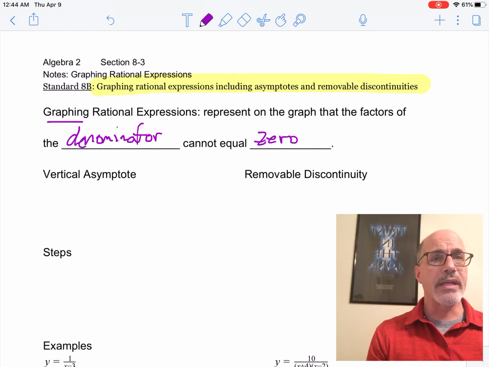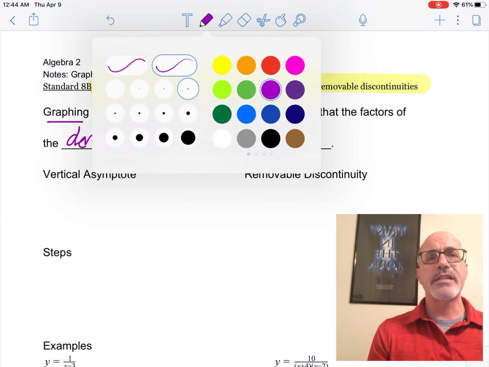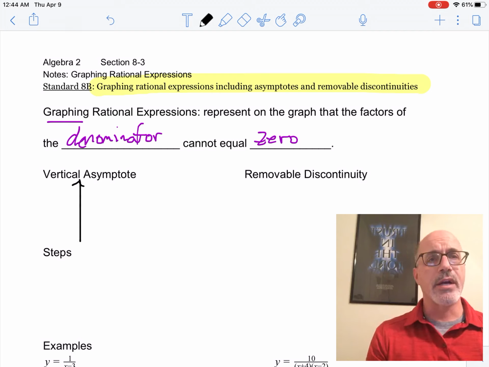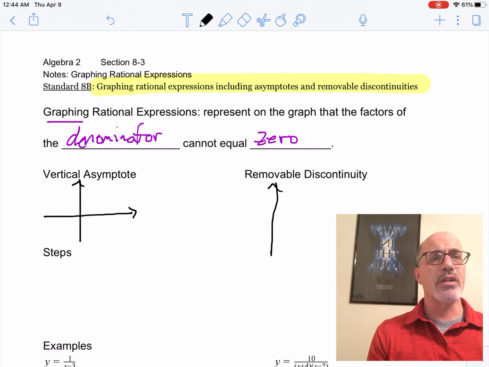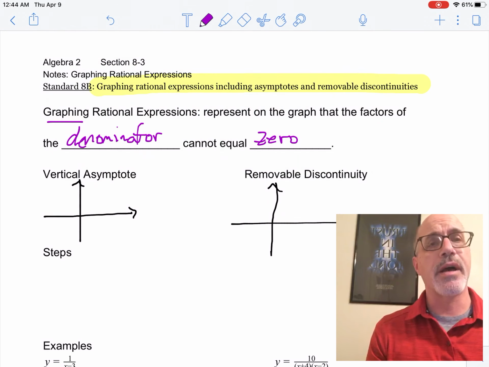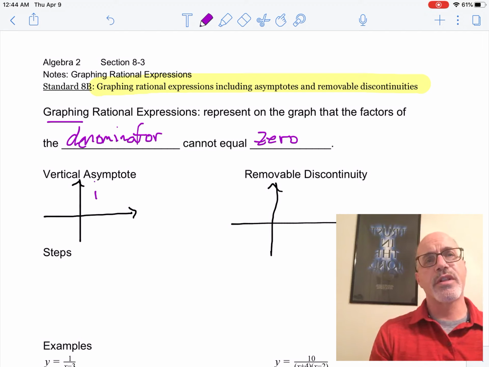So one way is called a vertical asymptote. Another way is called a removable discontinuity. What a vertical asymptote will look like is a dotted line that we'll get close to but not actually get to. And then a removable discontinuity will look like an open dot on the graph that the graph actually kind of skips over at that spot. So let's start with the vertical asymptotes.